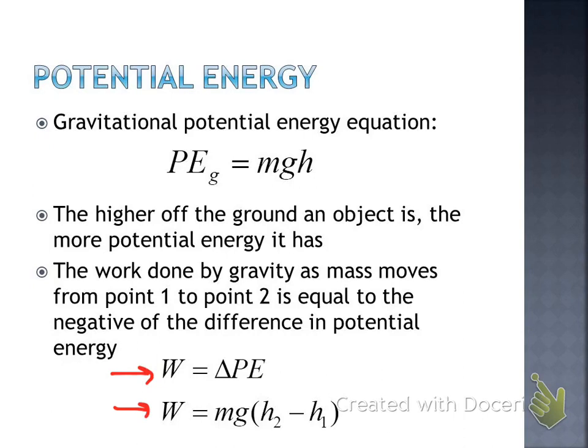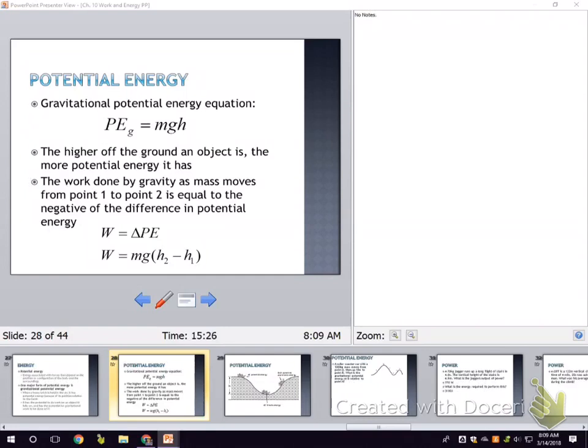Change in potential energy means final potential energy minus initial. So all I did here was expand it out a little bit to look at mass times gravity and our height differences. Okay, so one of those two needs to go on your equation sheet, and this one does as well for sure.